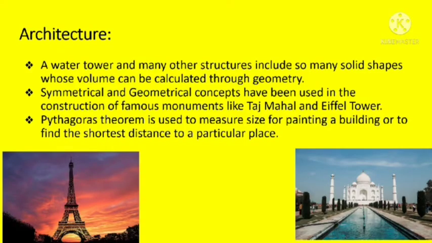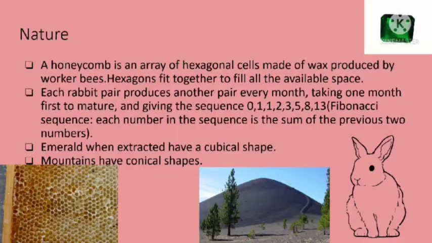Architecture. A water tower and many other structures include so many solid shapes whose volume can be calculated through geometry. Symmetrical and geometrical concepts have been used in the construction of famous monuments like Taj Mahal and Eiffel Tower. Pythagoras theorem is used to measure size for painting a building or to find the shortest distance to a particular place.